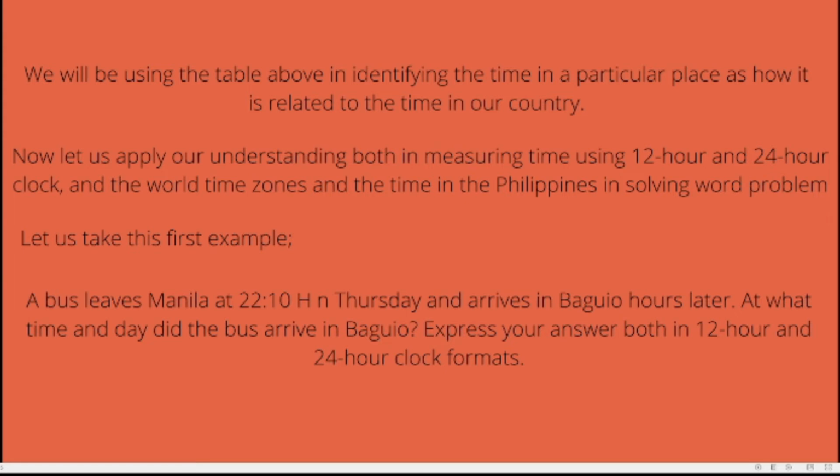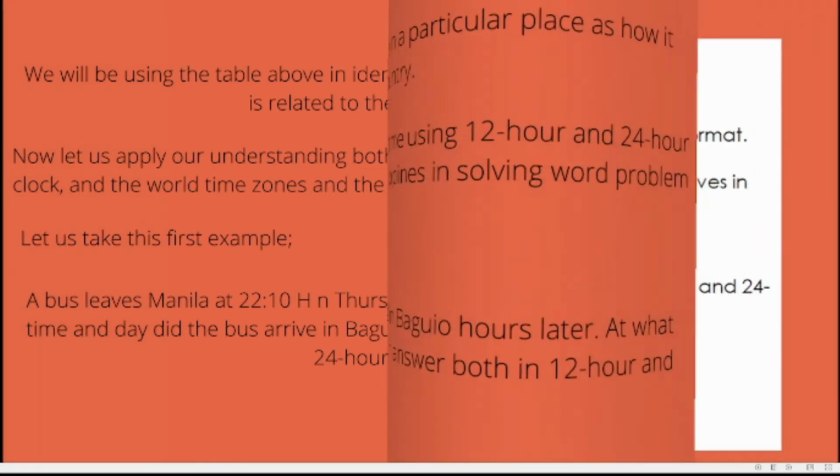Let us take this problem. First example: a bus leaves Manila at 22:10 hours Thursday and arrives in Baguio 6.5 hours later. At what time and day did the bus arrive in Baguio? Express your answer both in 12-hour and 24-hour clock format.